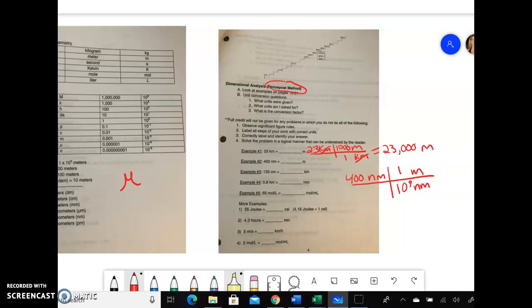So notice the big numbers with nanometers. And I also know nano means 9. So this is the conversion factor. So then you just do 400 divided by 10 to the 9th. And your calculator will probably tell it to you in scientific notation.